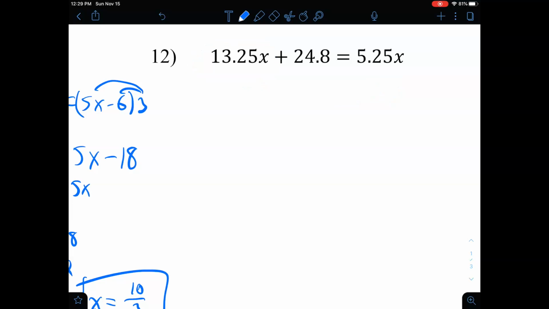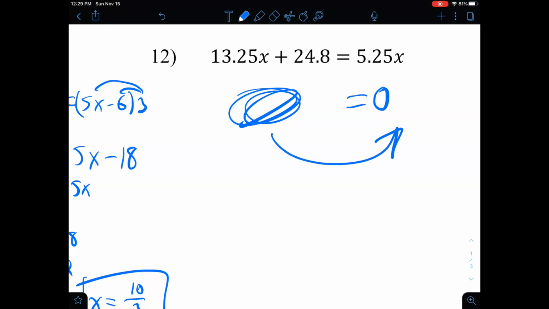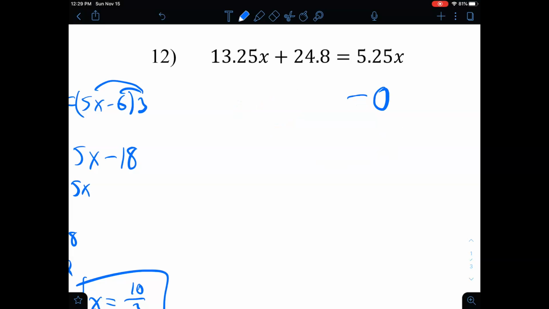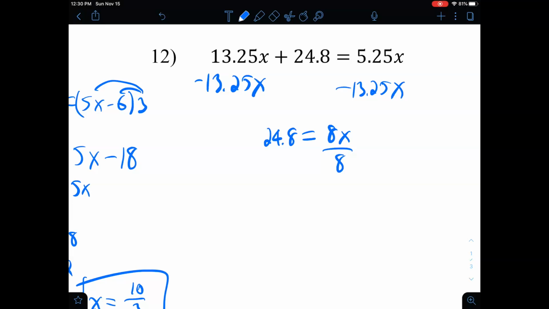I would move this to this side, because if you subtract 5.25x, you're going to have equals 0 over here, and then everything's going to be on this side, and you're going to have to move something over to the other side anyways, so why do more work than you need to, right? I would subtract 13.25x from both sides, and then we get 24.8 equals 8x. And that's nicer now that we have something on both sides.